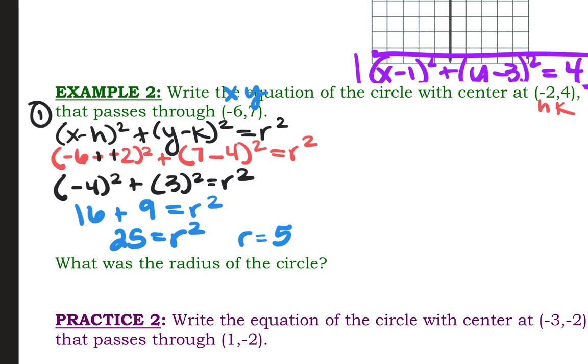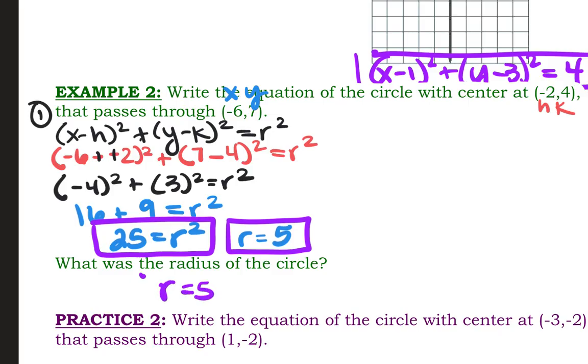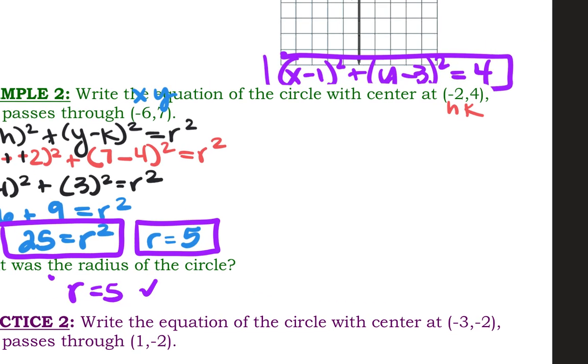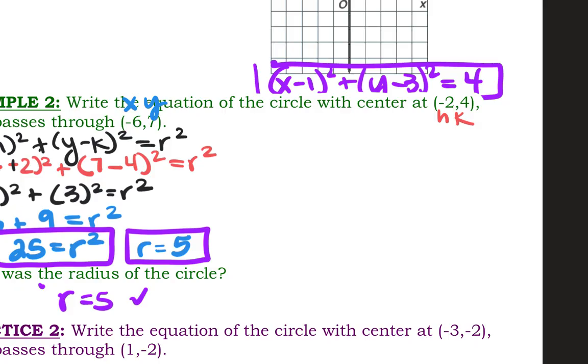All right, I want you to keep these two in mind though. This is r squared and this is r. Okay, so the bottom one said, what's the radius? The radius is 5. We got that one answered. All right, so now for step 2, we're gonna actually find the equation of the circle. For the equation of the circle, this is what we had been doing. You're just gonna plug in the h, the k, and the r.